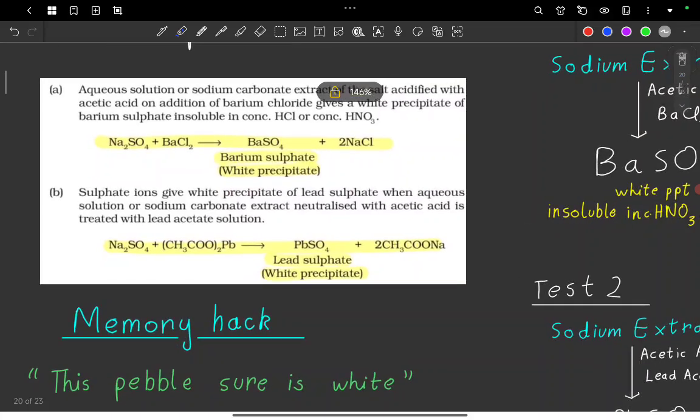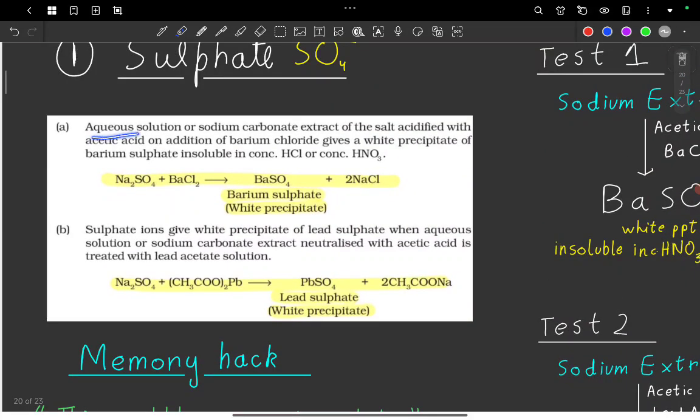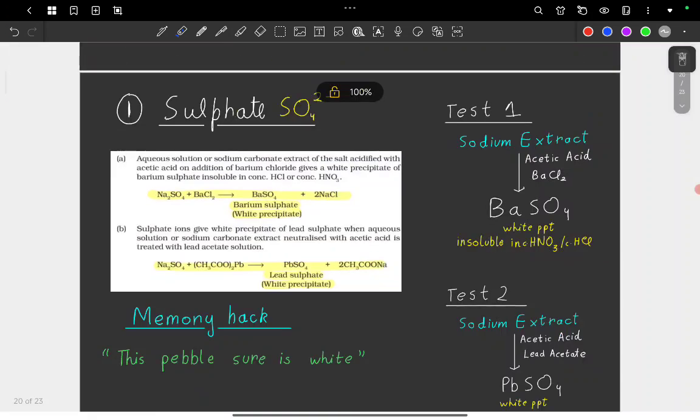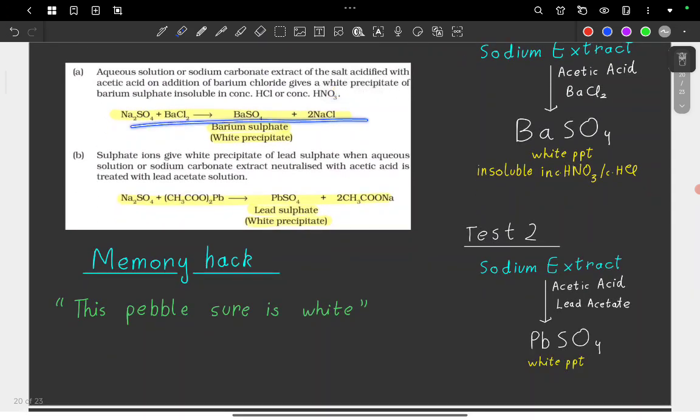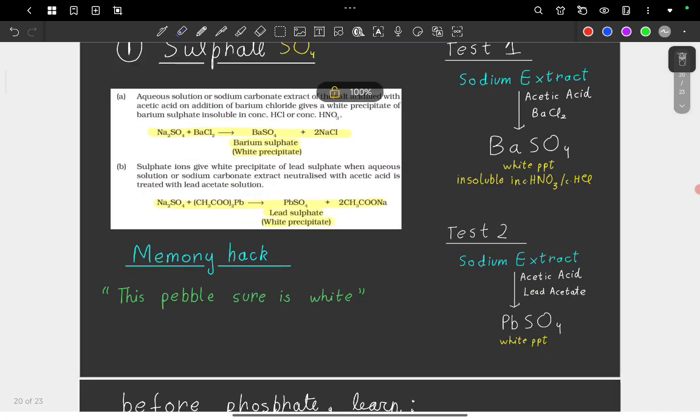Let's read the theory of the lab manual. Aqueous solution or sodium carbonate extract of the salt acidified with acetic acid. I have written it like this. On addition of barium chloride gives white precipitate of barium sulfate insoluble in concentrated mineral acids. And the reaction is so easy, and even that you don't have to remember for mains. And the second one is nearly identical. You have to just react this and it forms lead sulfate white precipitate.